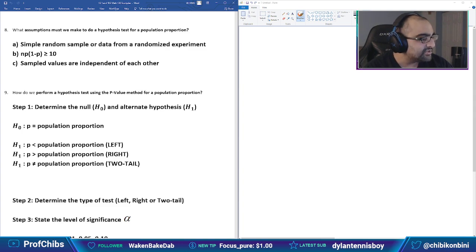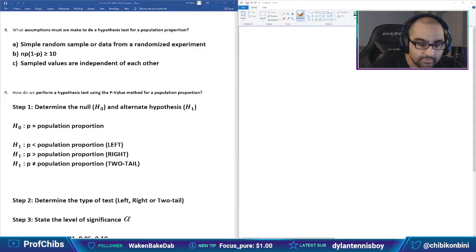So in step 1, we're going to determine the null and alternative hypothesis. I want you to take a look at the context in which we're going to define them. First of all, what's the null hypothesis? The null hypothesis is going to use p, which equals the population proportion. The population proportion will be given to you in the problem somewhere, and you need to identify what that is and set p equal to it, p being the notation for a proportion.